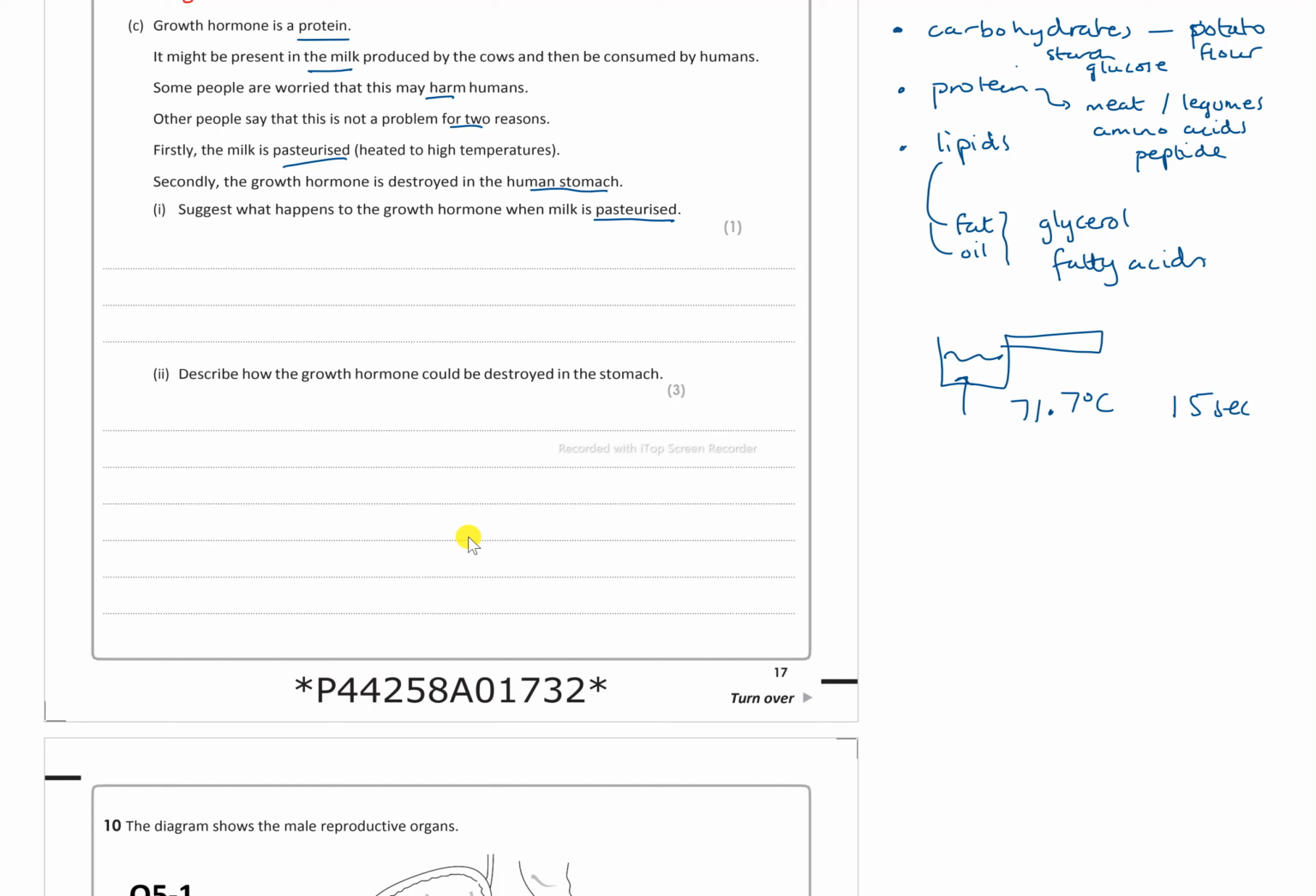Anyway, so what happens to the growth hormone when the milk is pasteurized? It is denatured. So the hormone is denatured. What does that mean? That's the enzyme.